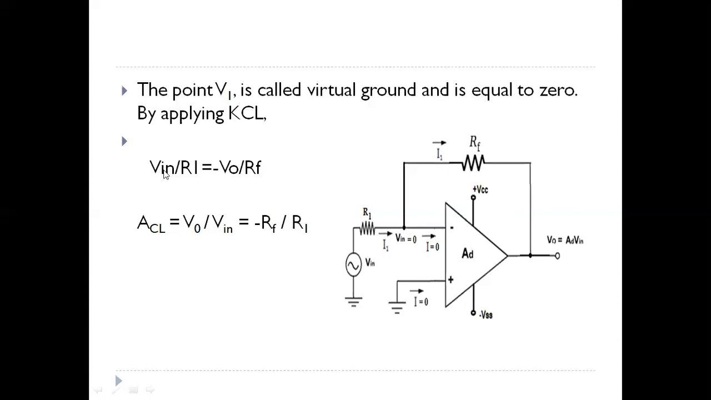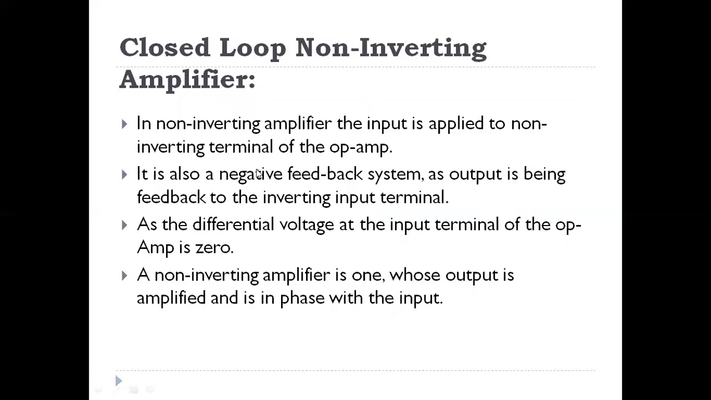If you simplify this equation, then the closed loop gain is V0 by Vn equal to minus RF by R1. This is the closed loop voltage gain for the inverting amplifier. For the inverting amplifier in the ideal case, minus RF by R1 is the closed loop voltage gain. Next, closed loop non-inverting amplifier.